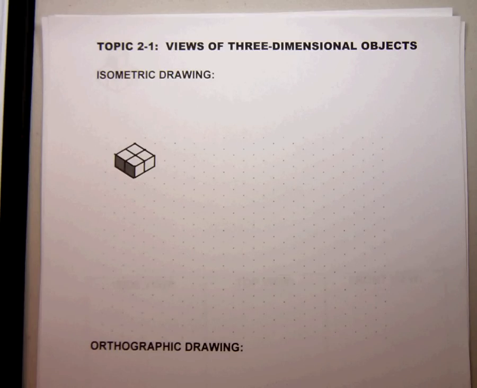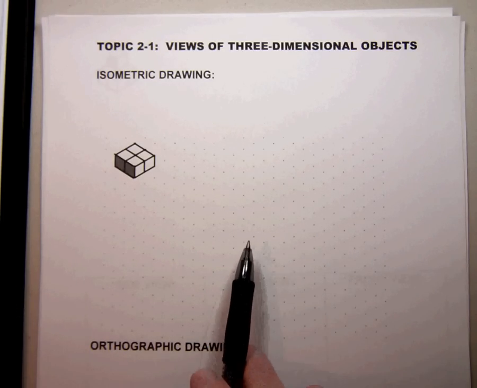Okay, we're in section 2.1, and this time we're going to be talking about different types of drawings. We're going to take three-dimensional shapes and draw them in a two-dimensional way. And that's actually, let me find my page here, that's actually the definition of an isometric drawing.